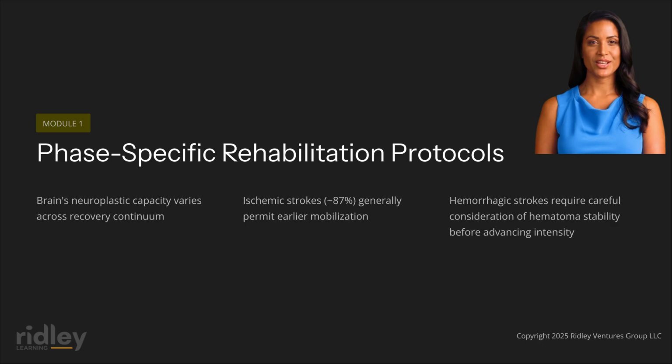Understanding these temporal dynamics enables rehabilitation professionals to optimize functional outcomes while minimizing the risk of secondary complications that can derail the recovery trajectory. The distinction between ischemic and hemorrhagic stroke presentations carries profound implications for rehabilitation timing and intensity decisions. Ischemic strokes account for approximately 87% of all stroke events and generally permit earlier mobilization and more aggressive therapy initiation.